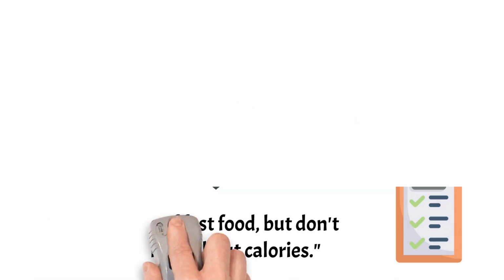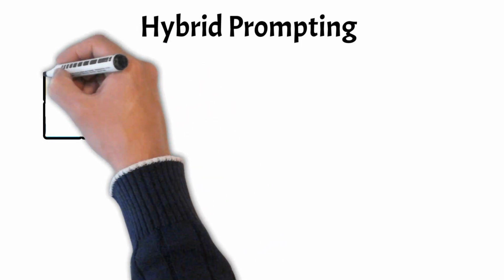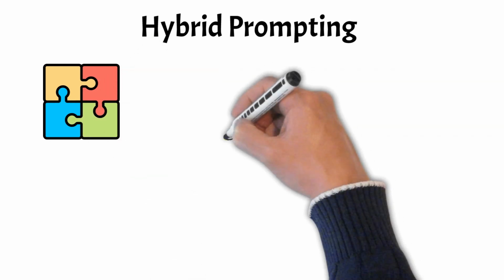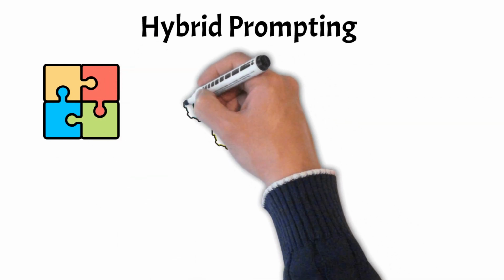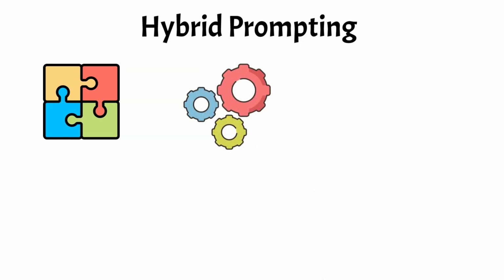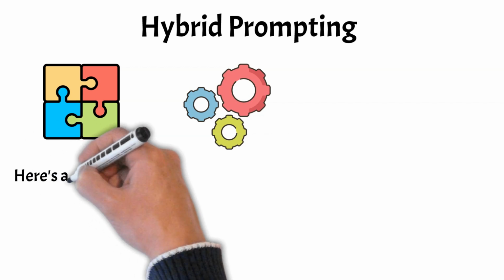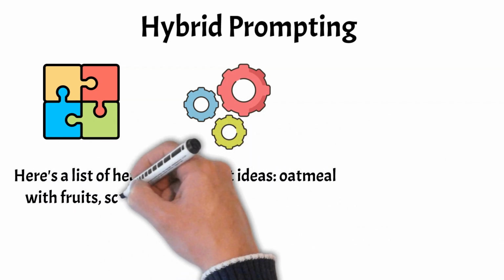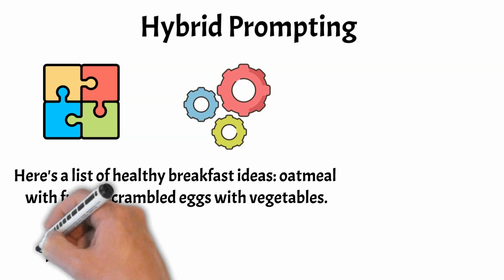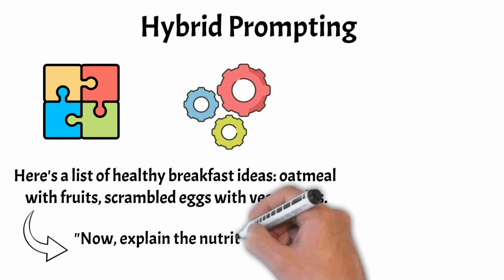Next, we have hybrid prompting. Hybrid prompting combines elements from different prompting methods to guide AI models in generating responses. By blending approaches such as zero-shot, few-shot learning, and chain-of-thought prompting, hybrid prompting leverages the strengths of each to enhance AI performance. For instance, you might start with a few-shot prompt providing the AI with context, such as, "Here's a list of healthy breakfast ideas: oatmeal with fruits, scrambled eggs with vegetables," and then follow with a prompt like, "Now explain the nutritional benefits of each option."